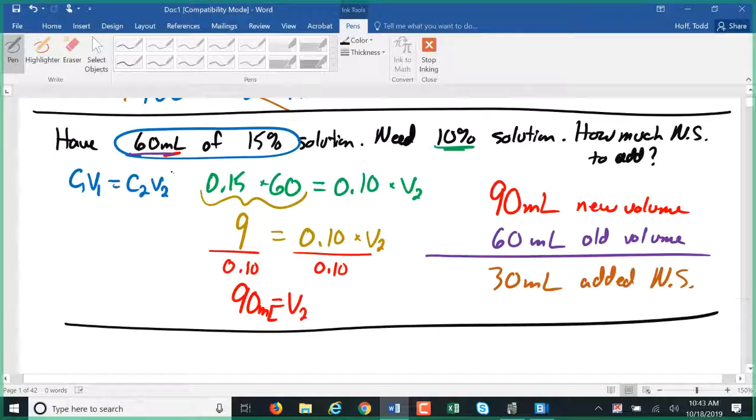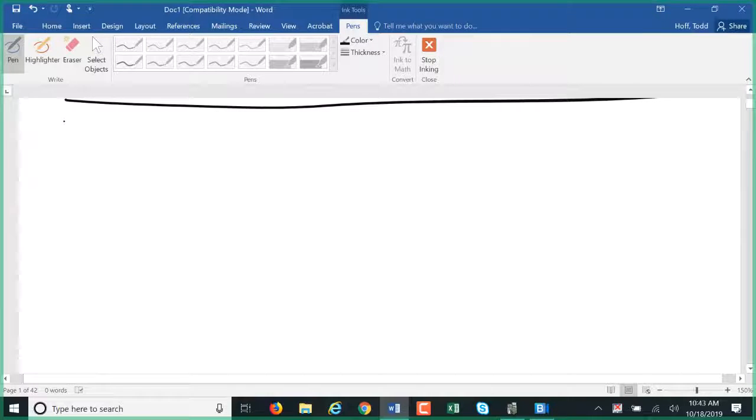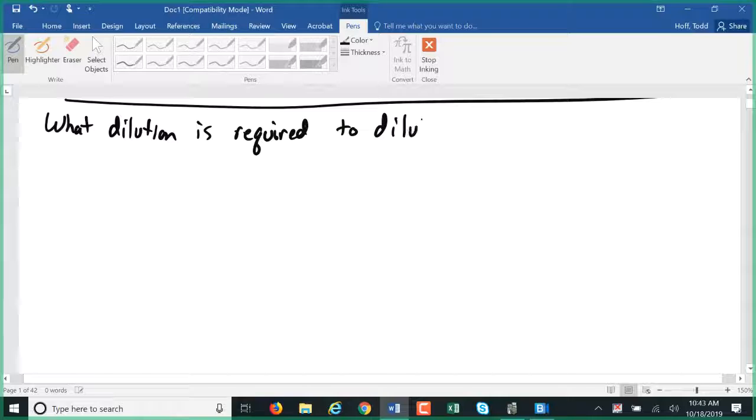So that one used our change of concentration formula because it asked us what volume of saline to add, or what volume we needed that final solution to be. Similar to that, without any volumes involved, we might be asked what dilution is required to dilute a 36% solution to 8%.